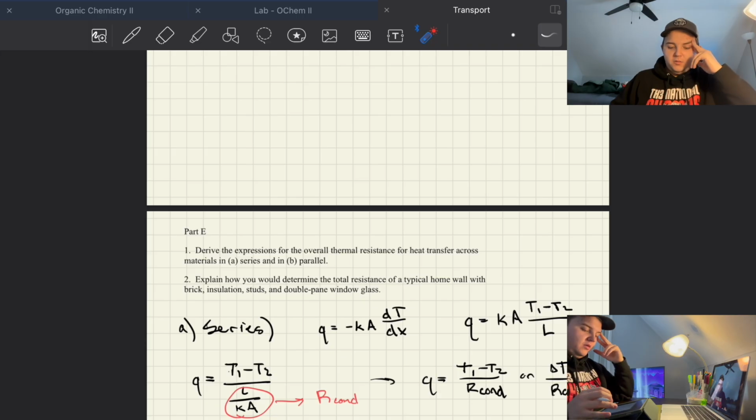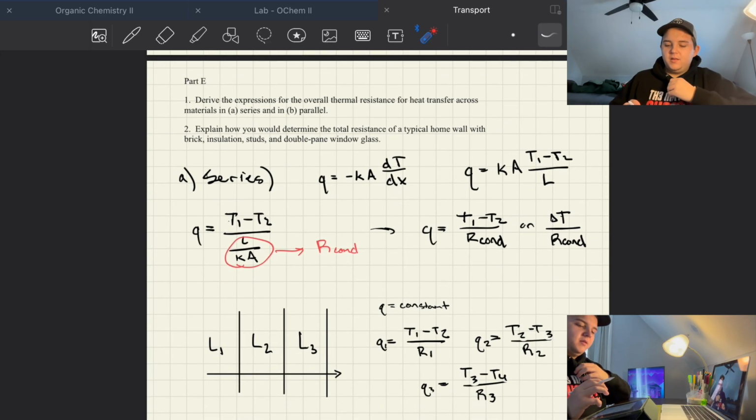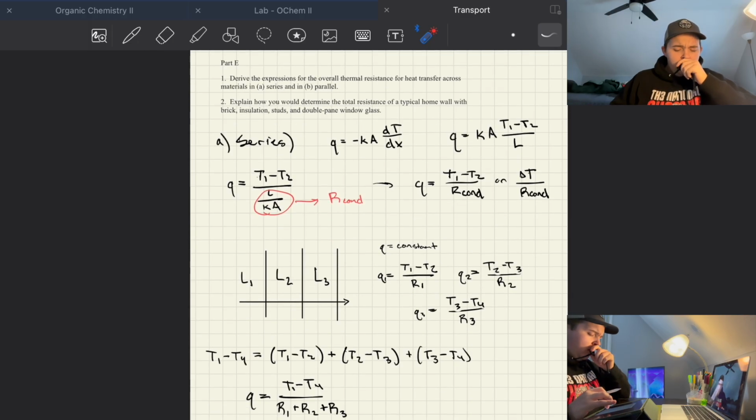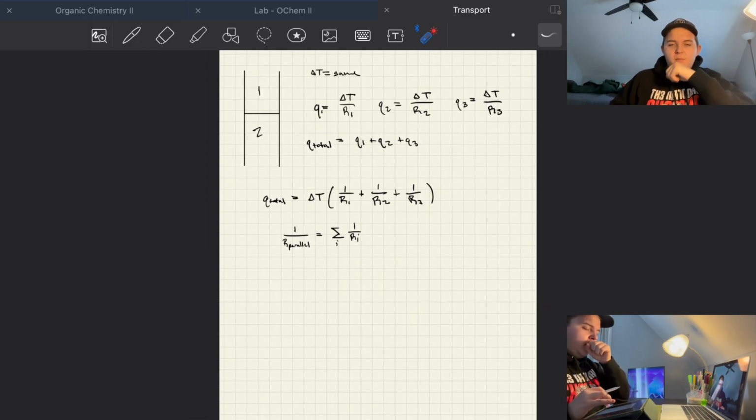So now we're going to do part 2, which is explain how you would determine the total resistance of a typical home wall with brick, insulation, studs, and a double pane window glass. So I believe this is going to have a mix of series and parallel. But I'll draw the diagram I believe is correct, and I'll jump back in.